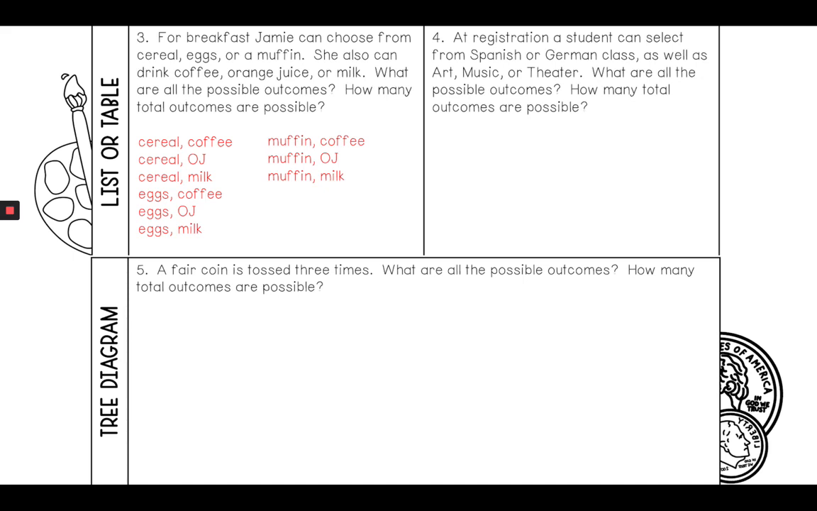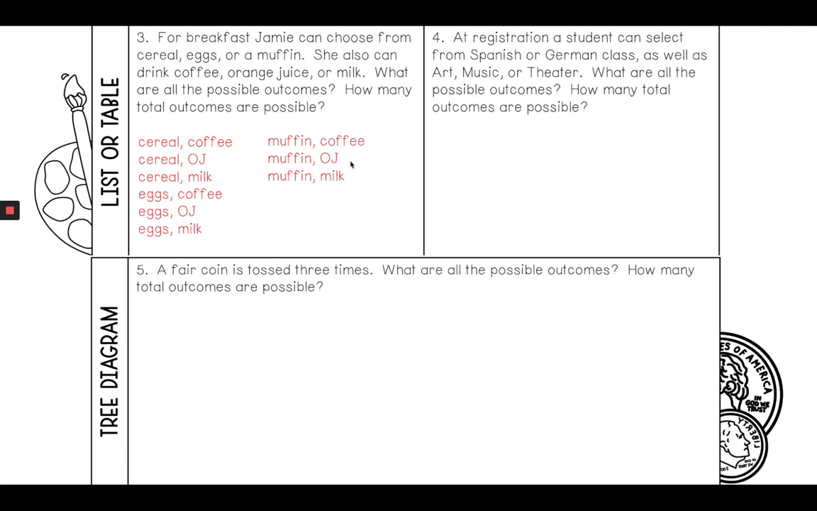Now, in this one, we're not assuming that she's like, well, I don't want to eat cereal, eggs, or a muffin, or I don't want to drink coffee, orange juice, or milk. The choices are the things that she can choose, and that's what the possible things are. We're not talking about the things that she's not going to be doing. It's based off of the information that's here. So those are the possible things that could be chosen.